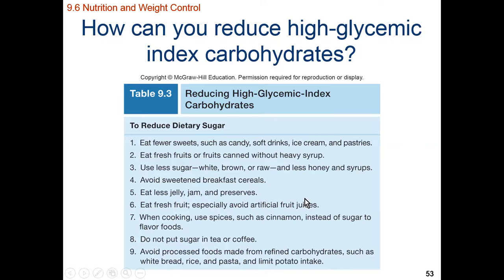Artificial fruit juices, generally speaking, are going to have high glycemic indexes. Now, you'll find as a marketing ploy that a lot of food companies now will say that they don't have high fructose corn syrup added to their beverages or to their products, but instead they'll just have regular corn syrup, or they'll just have fruit juice concentrate.